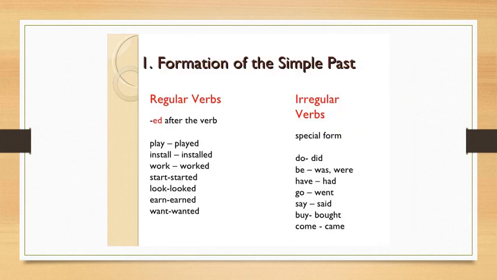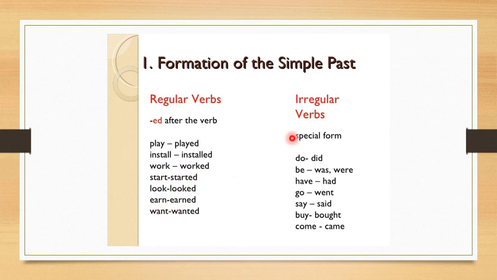Now let's talk about the formation of simple past tense. But before starting, we need to learn the difference between regular verbs and irregular verbs. The regular verbs usually end in ed in the second and third form. For example, play, played, install, installed, work, worked, start, started, look, looked, earn, earned, want, wanted.